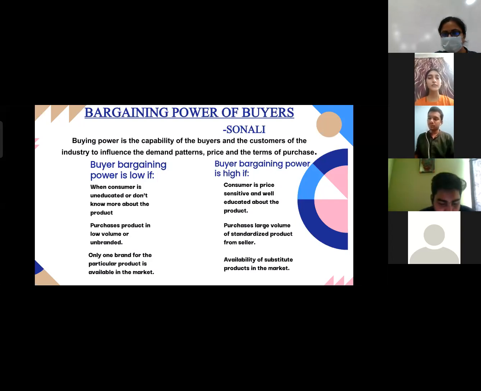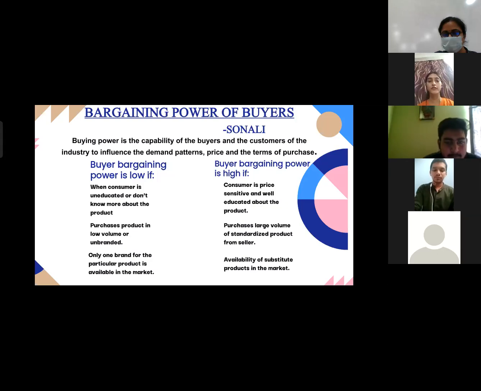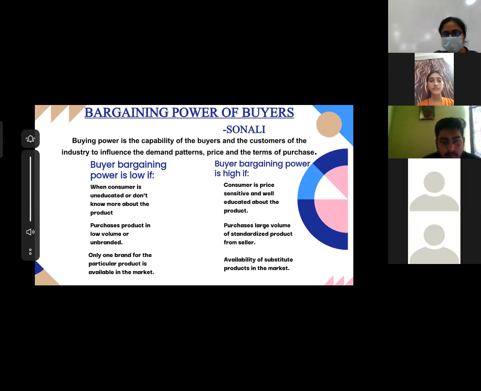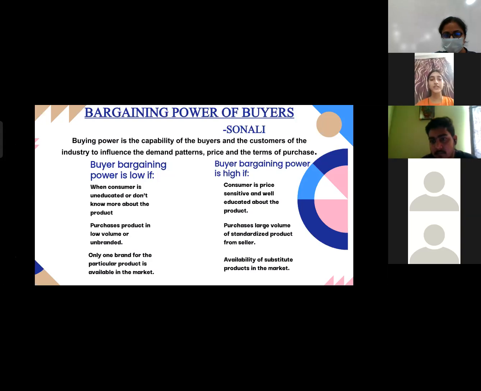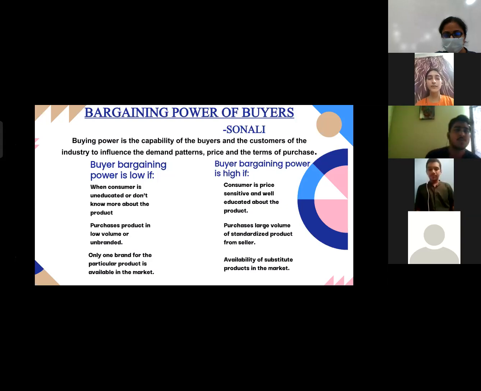On the other hand, a weak buyer is one who is at the mercy of the seller in terms of quality and price, which makes an industry less competitive and increases profit potential for the seller. The concept of buyer power Porter created has had a long-lasting effect in market theory. Now, buyer bargaining power is low when the consumer is uneducated or doesn't know much about the product, purchases the product in low volume or unbranded, or only one brand for the particular product is available in the market.